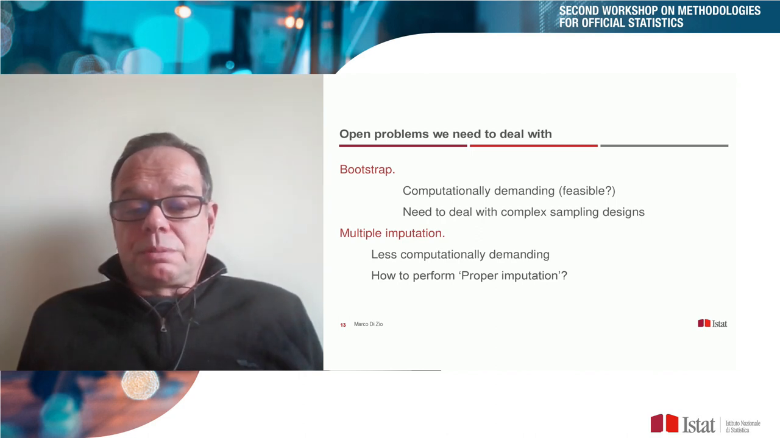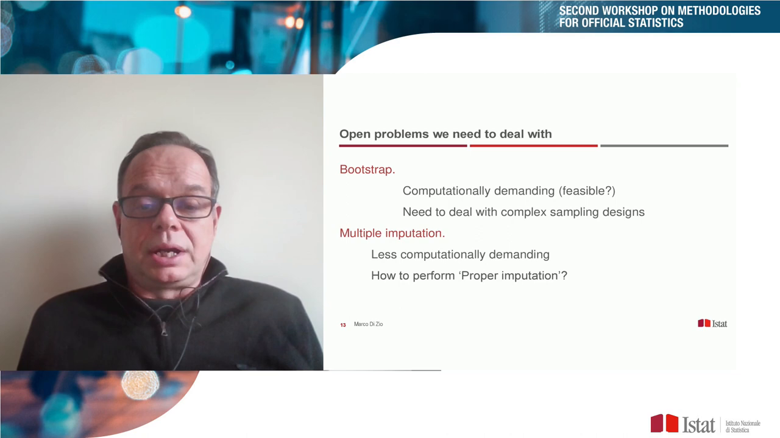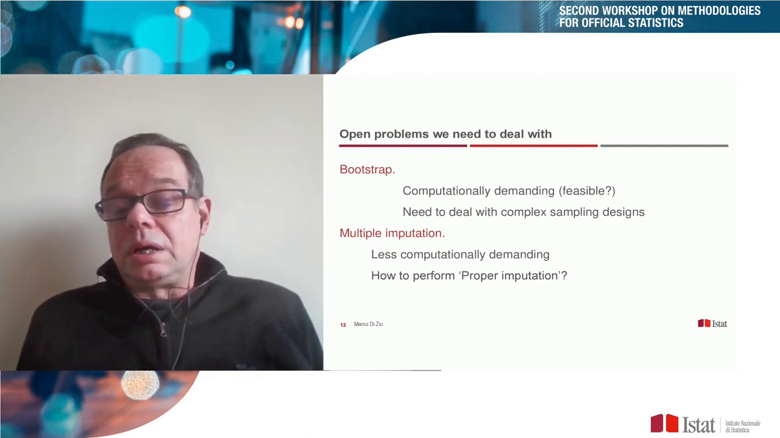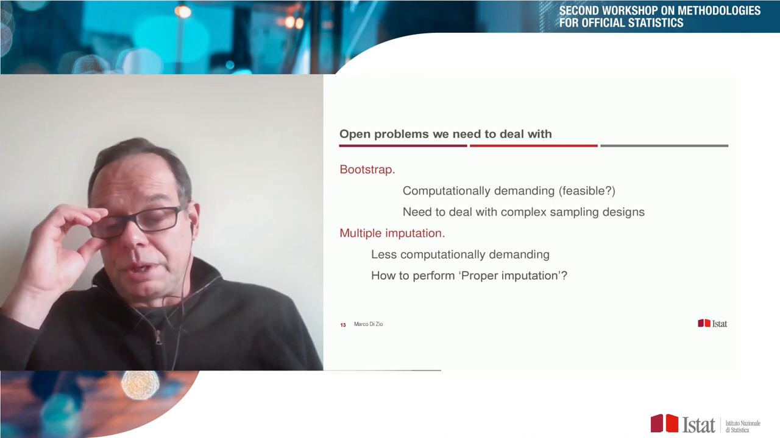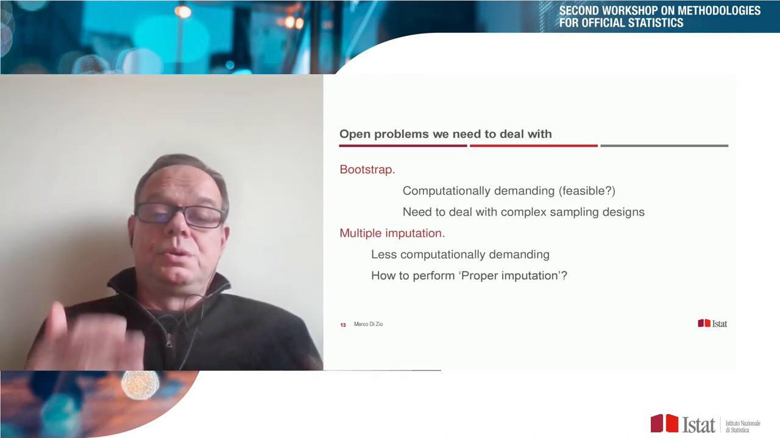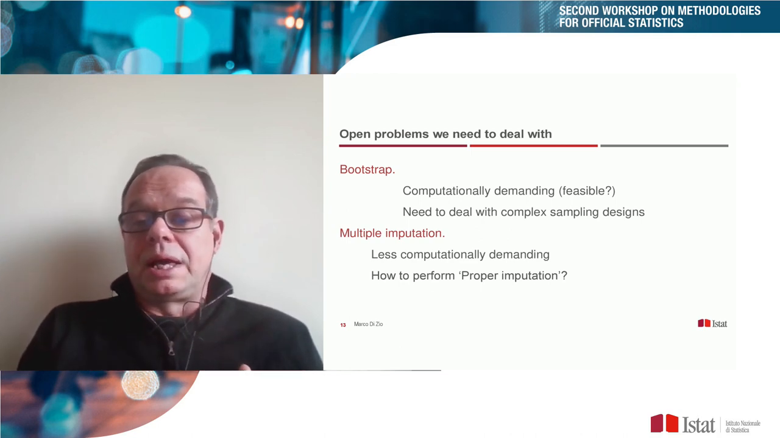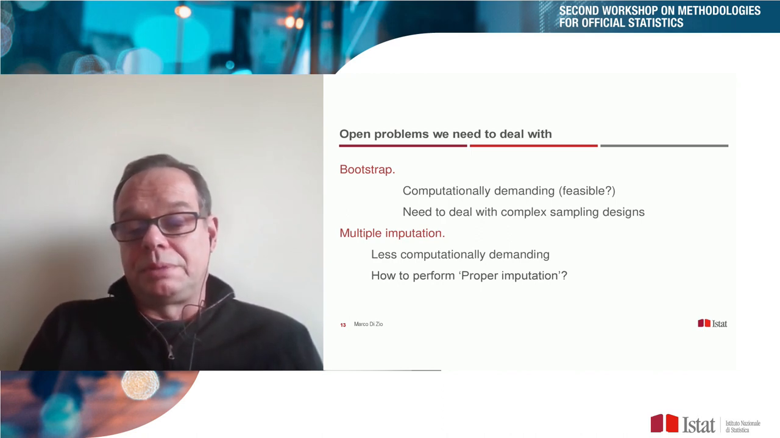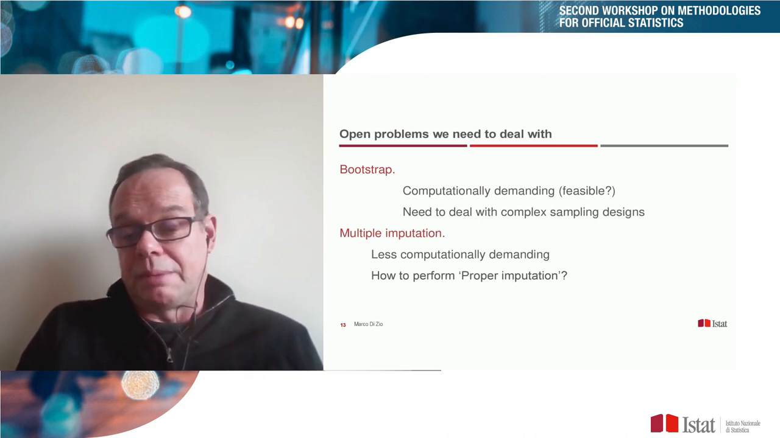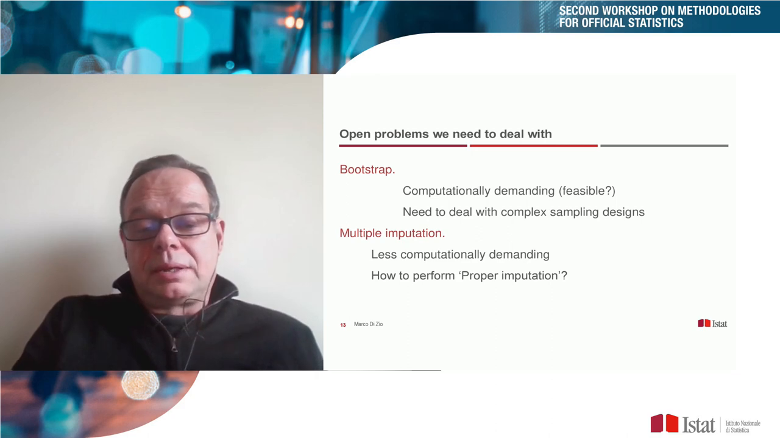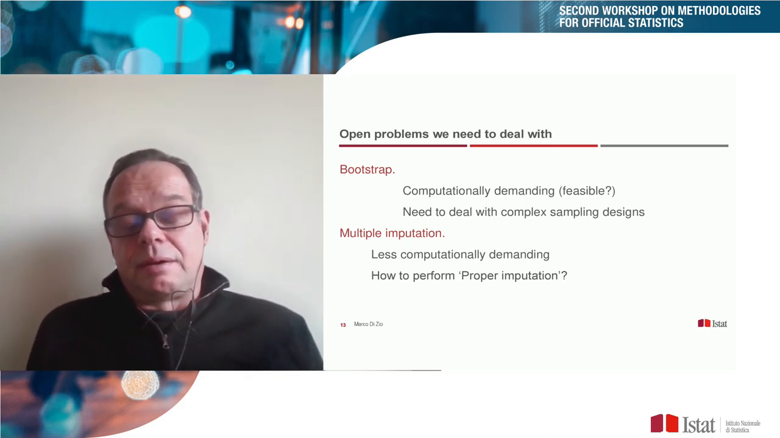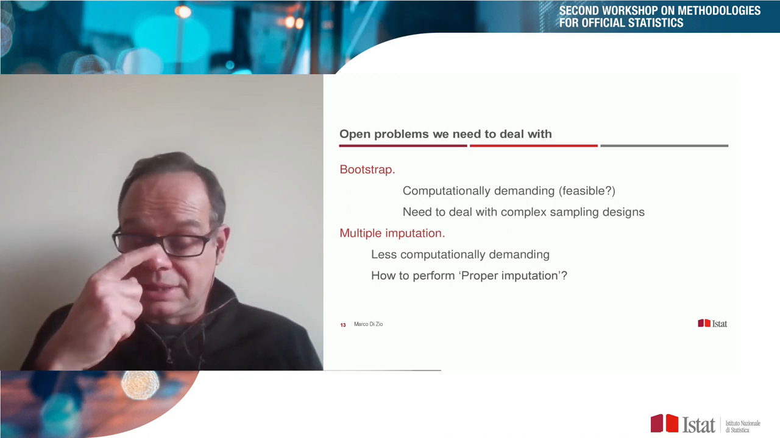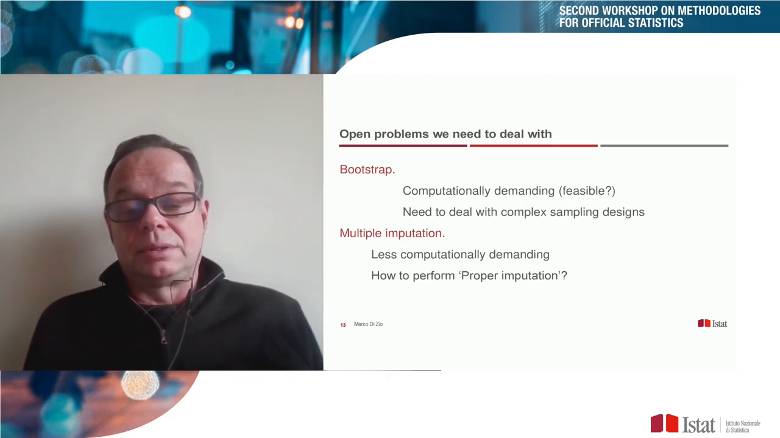I also mentioned multiple imputation because I see that sometimes machine learning is used for imputation. That is really less computationally demanding. However, there is a problem, especially with machine learning, about proper imputation. In fact, if I use multiple imputation, in principle I can write the model, and so I can use proper imputation by introducing the variability of parameters. But if I use a machine learning method, that is, in fact, a black box. It is difficult to introduce this kind of extra variability unless we resort one more time to a kind of Bayesian bootstrap.